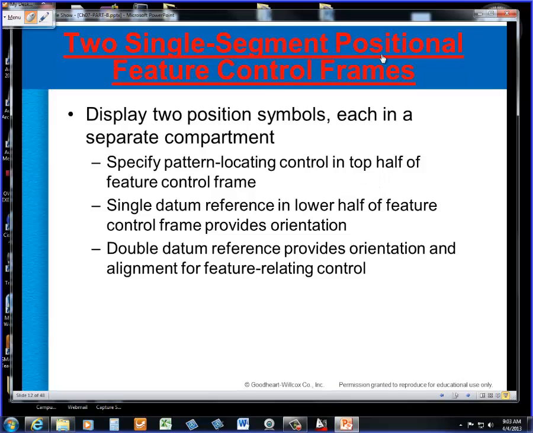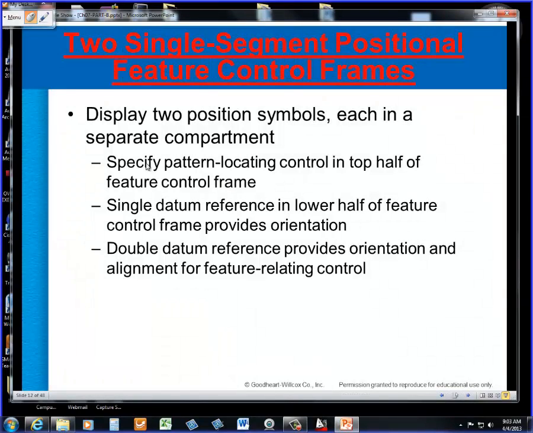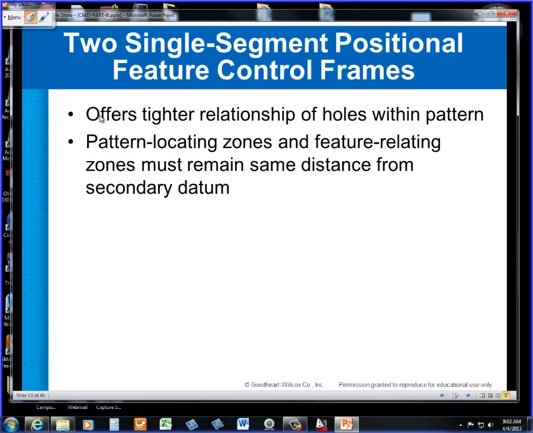Okay, two single segment positional feature control frames. We display two position symbols, each in a separate compartment. Okay, like this. All right, we specify pattern locating control in the top, single datum reference in the lower half provides orientation, and then a double datum reference provides orientation alignment for the feature, and then offers tighter relationship of the holes within a pattern, and a pattern locating zones and feature relating zones must remain same distance from secondary datum.